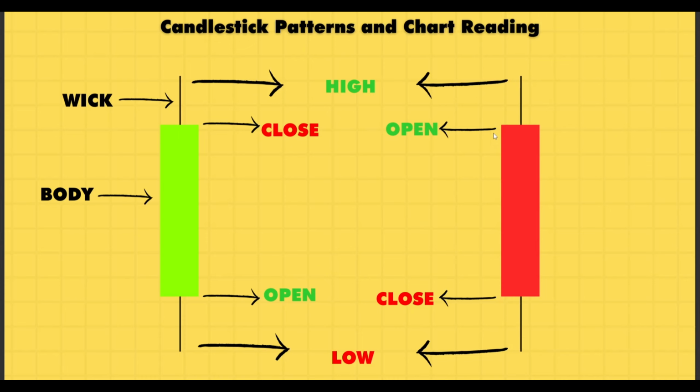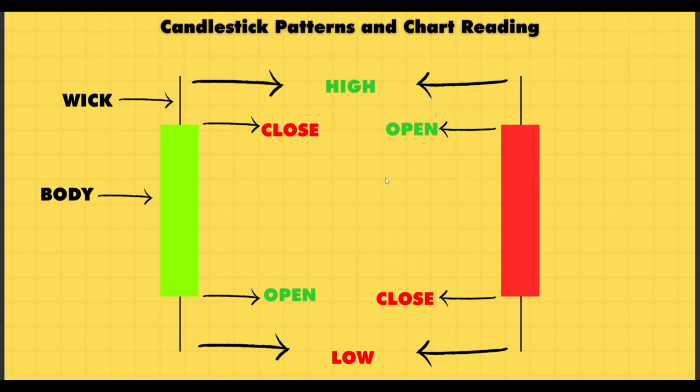Exactly in the red candle you can see it's the opposite. The price opens up here and closes down here in the body. That's why it's red, opening above and closing below. And in the green candle, opening below and closing up, that's why it's green. And this wick simply shows how much the price went up and went down. So this was the basic concept of candlesticks, how you can read candlesticks.